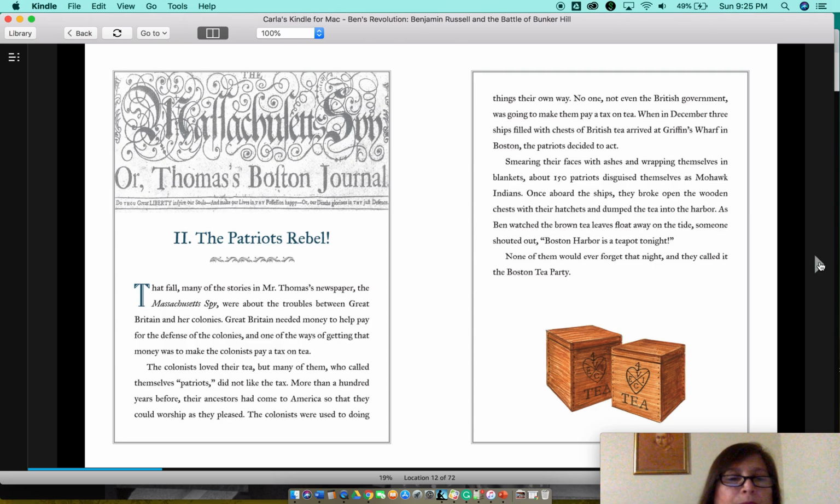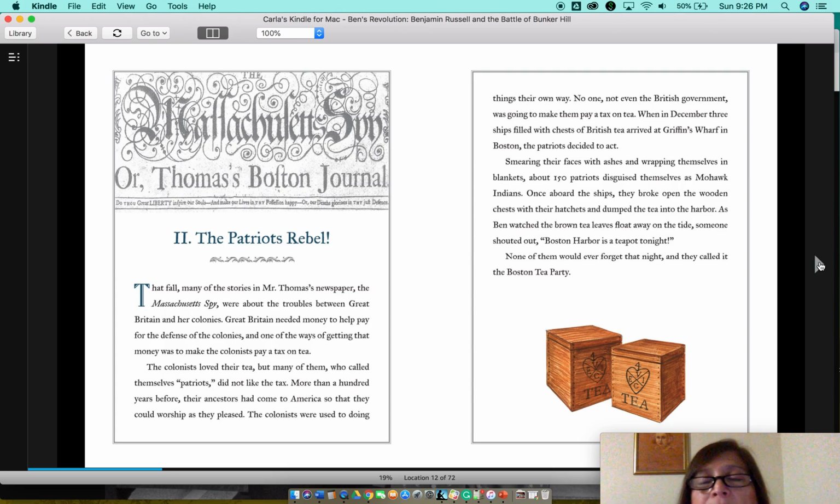Okay, part 2. The Patriots rebel. That fall, many of the stories in Mr. Thomas' newspaper, the Massachusetts Spy, were about the troubles between Great Britain and her colonies. Great Britain needed money to help pay for the defense of the colonies, and one of the ways of getting that money was to make the colonists pay tax on tea.